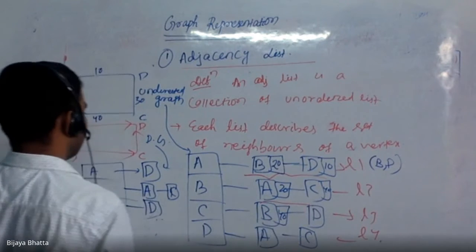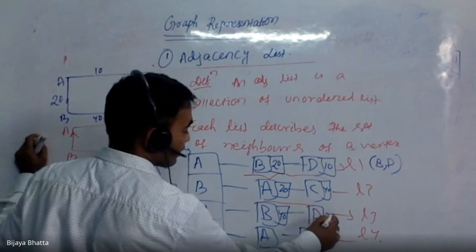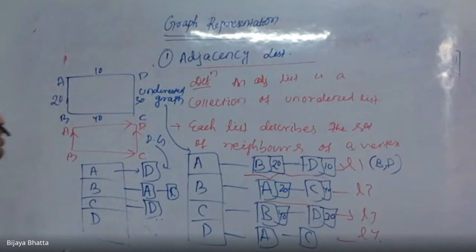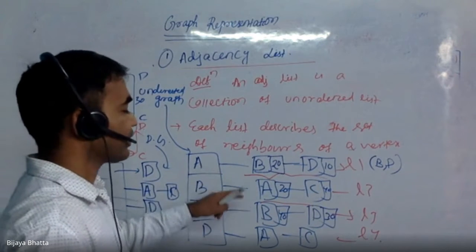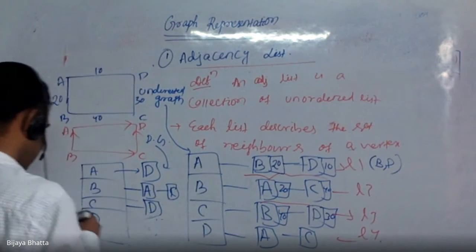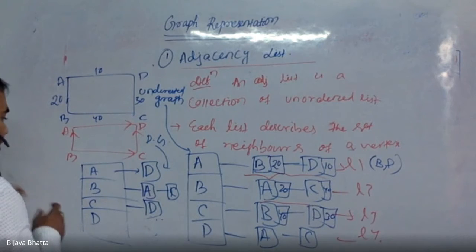This is 40. C to D is going to be 30, right? So that's how we can modify. This is for an undirected weighted graph, right? So the same way we can do it. If I add weights here, you can change it the same way, right?